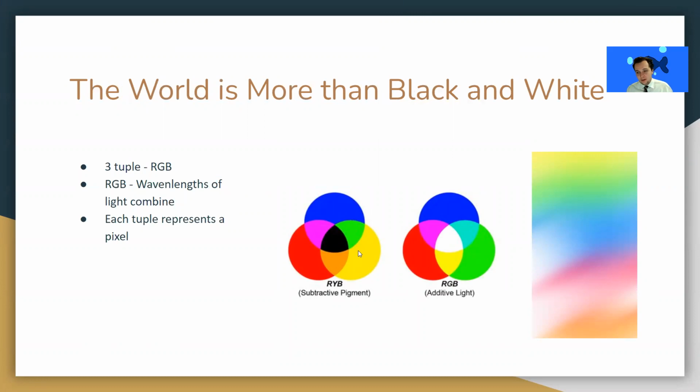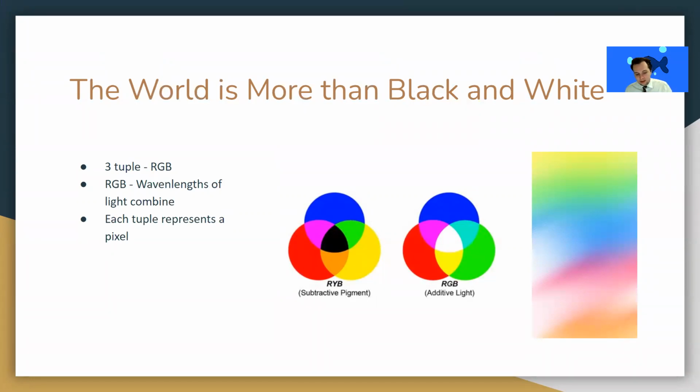Now, I know you're asking, the world is more than just black and white, and it is. How we handle color is something called a three-tuple. Basically, instead of having our pixel represented by just a 0 or a 1, we have it represented by an object with 3 properties: red, green, and blue. The reason we're using red, green, and blue and not red, yellow, and blue is because red, green, and blue contribute to what is called additive light. We can add green, blue, and red together and make white light, which is important because our screens are black.